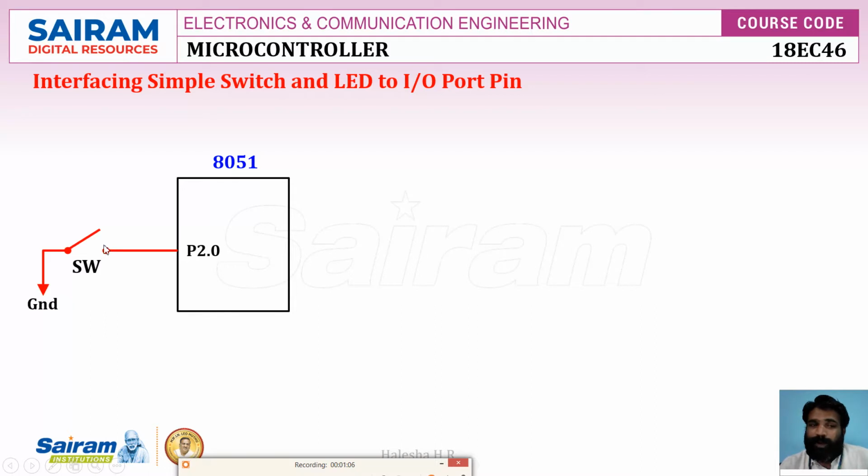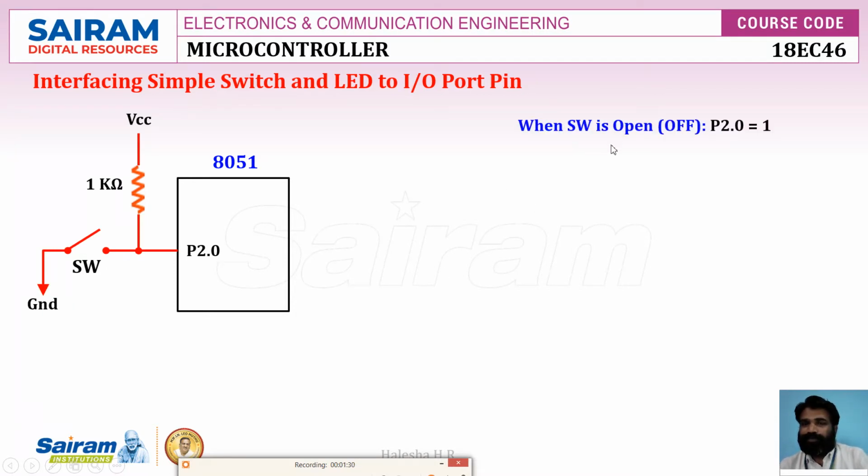When it is open, it floats into a high impedance state. To overcome this high impedance state, we connect a resistor. We connect to VCC through a 1 kilo ohm resistor. That means when it is open, it gets the value 1, that is VCC. If it is closed, it is a 0. So when the switch is open, P2.0 is 1. When it is closed, P2.0 is 0.